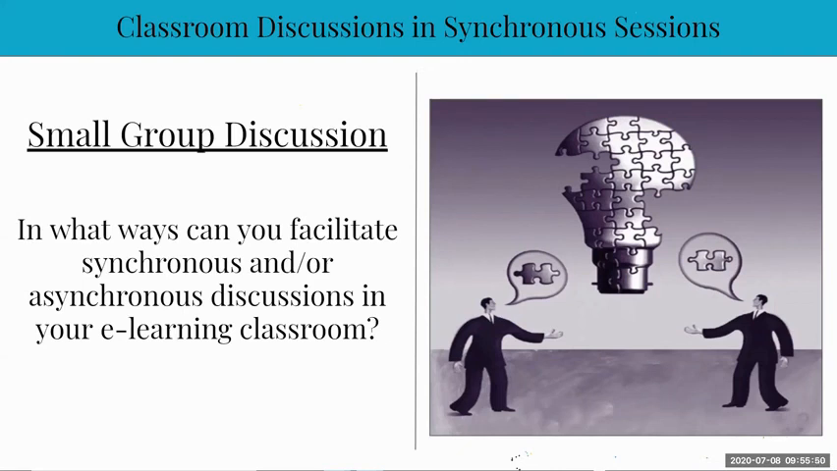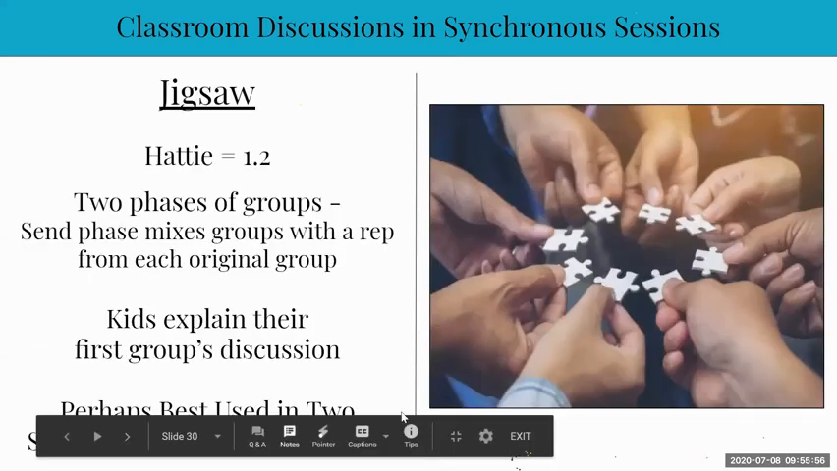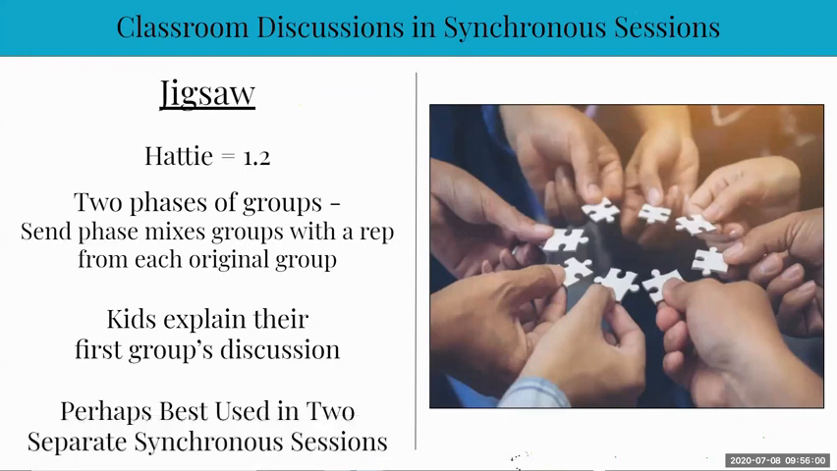So the very last thing we want to talk about is this powerful strategy of jigsawing. And again, it's got this Hattie rating of 1.2, which means that it's tripling the rate of learning when it's done well. If you're not familiar with jigsawing, although I'm sure most, if not all of you are, it basically involves two phases of groups.